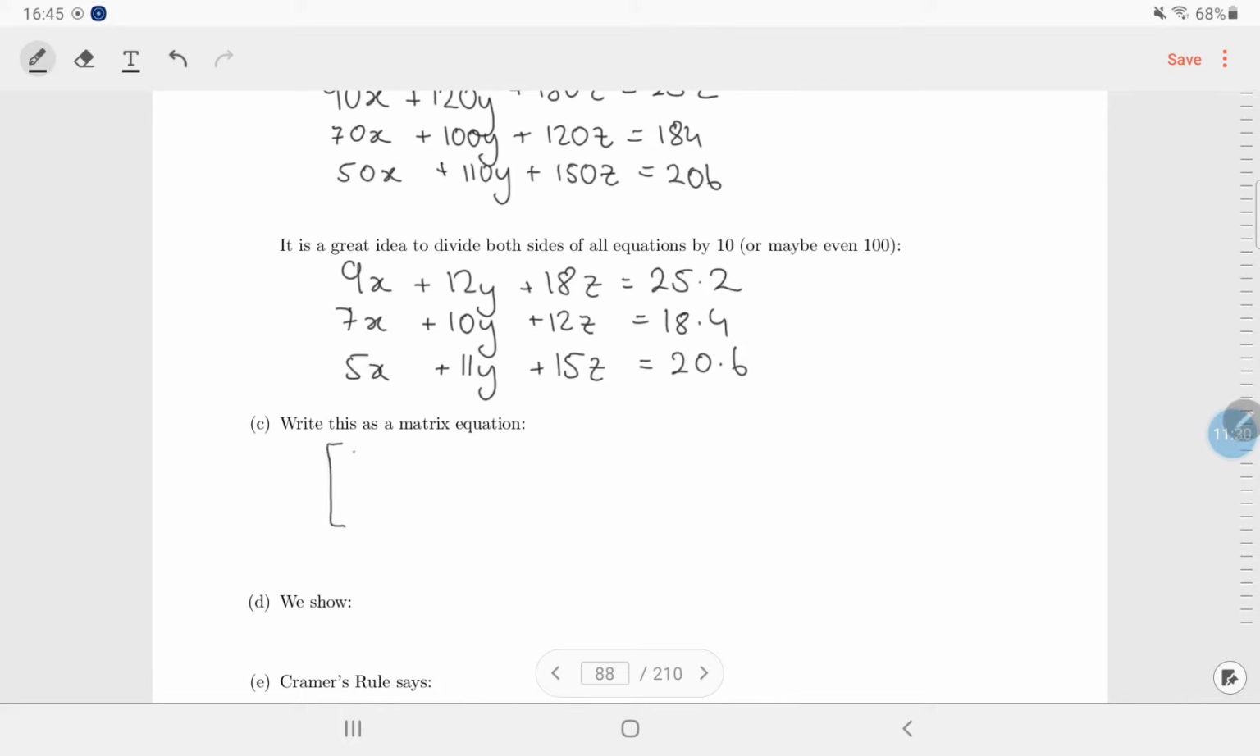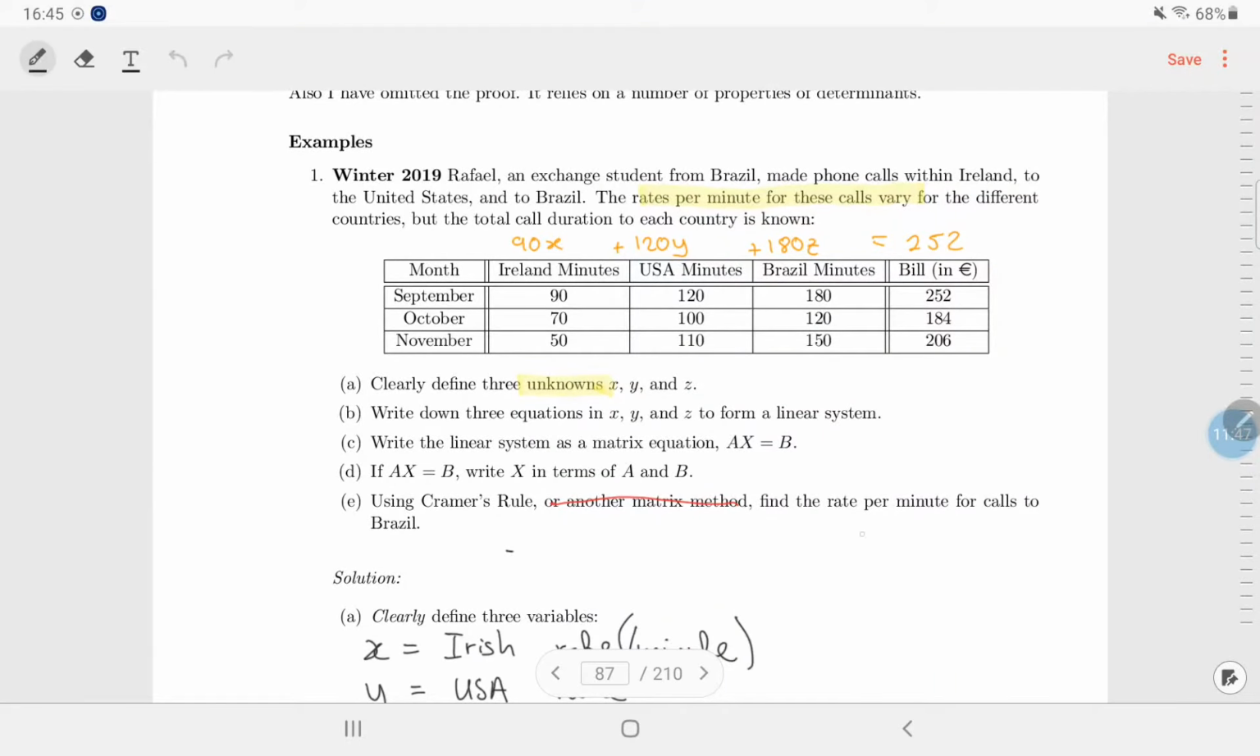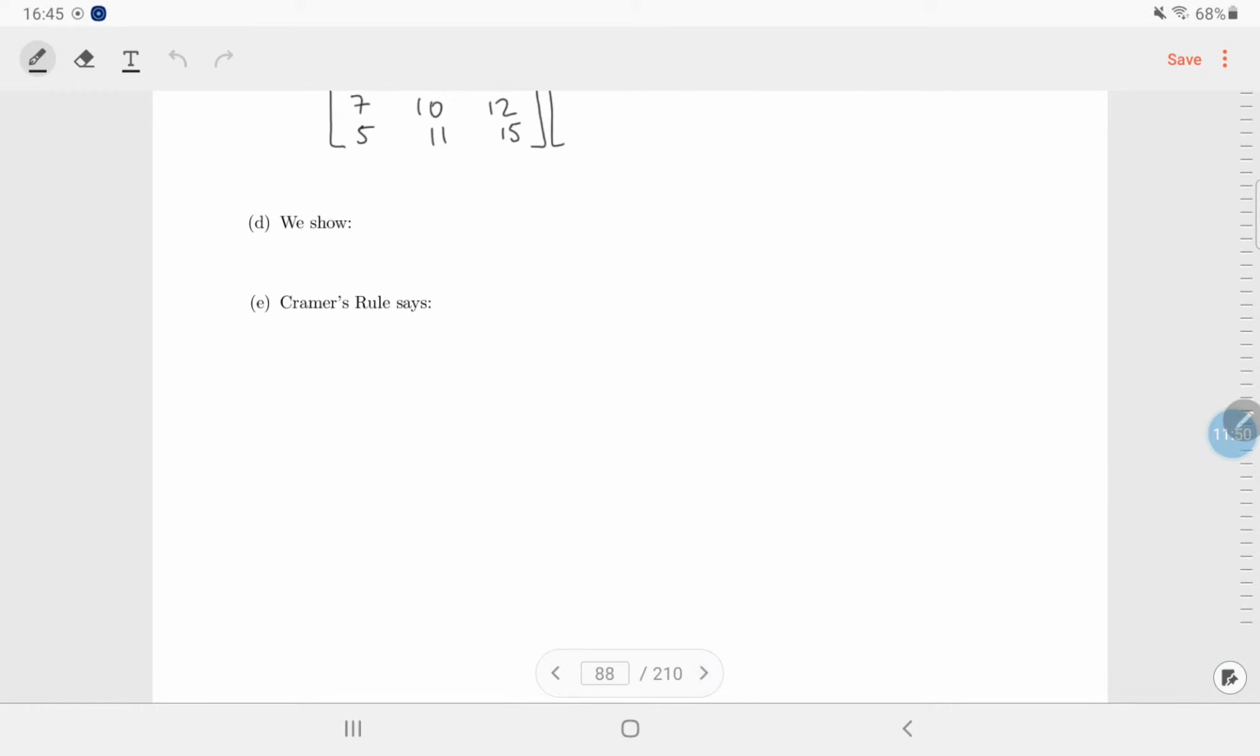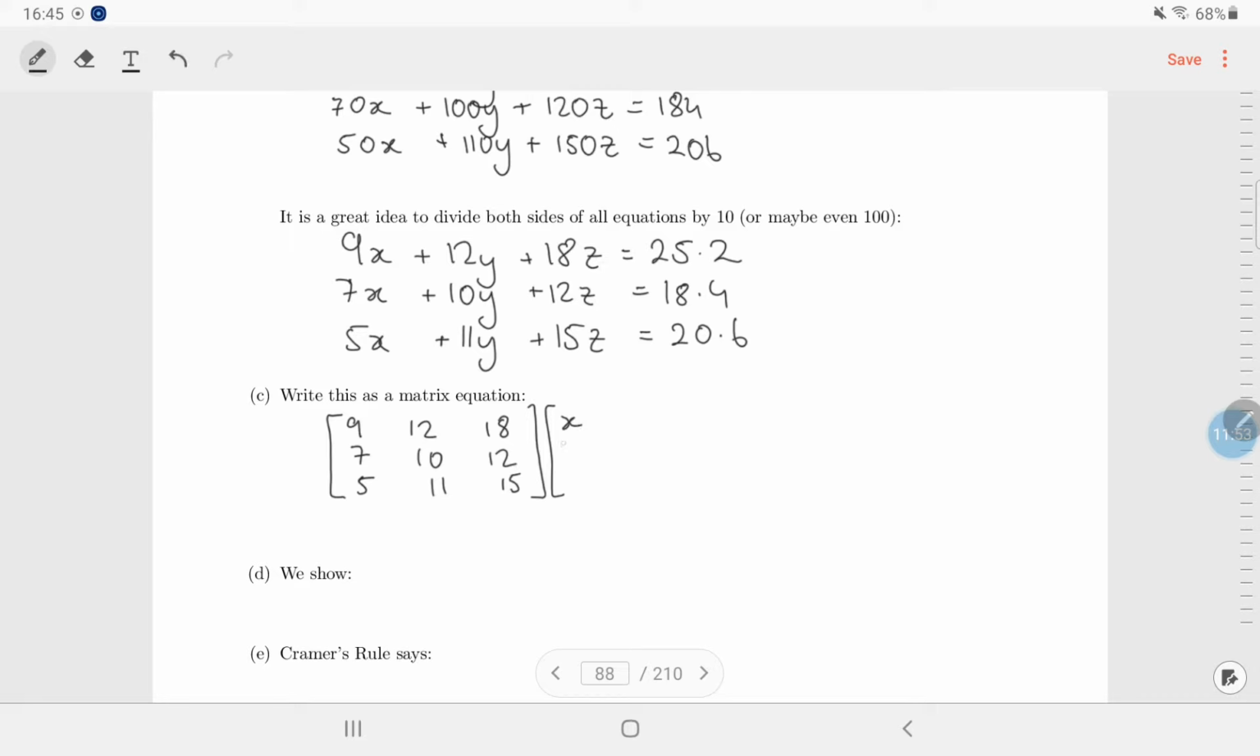So the matrix of coefficients is 9, 12, 18, 7, 10, 12, 5, 11, 15. The vector of unknowns, which is called big X here, which is not great because we've got little x and big X, but it's not as bad as little x and little x vector. So the vector of unknowns is x, y, z equal to the constants 25.2, 18.4, 20.6. So this is AX equal B.